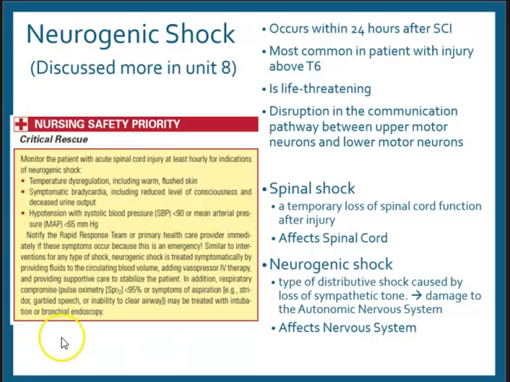Your nursing priority: monitor the patient with acute spinal cord injury at least hourly for indications of neurogenic shock. We're looking for temperature dysregulation. We're looking at skin. They could have flushed skin or it could be gray and pale. Symptomatic bradycardia, level of consciousness, decreased urine output, hypotension, specifically your systolic blood pressure less than 90 and a MAP less than 65. You're going to be calling the doctor with any of those. And then do not forget the oxygen saturation less than 95%.